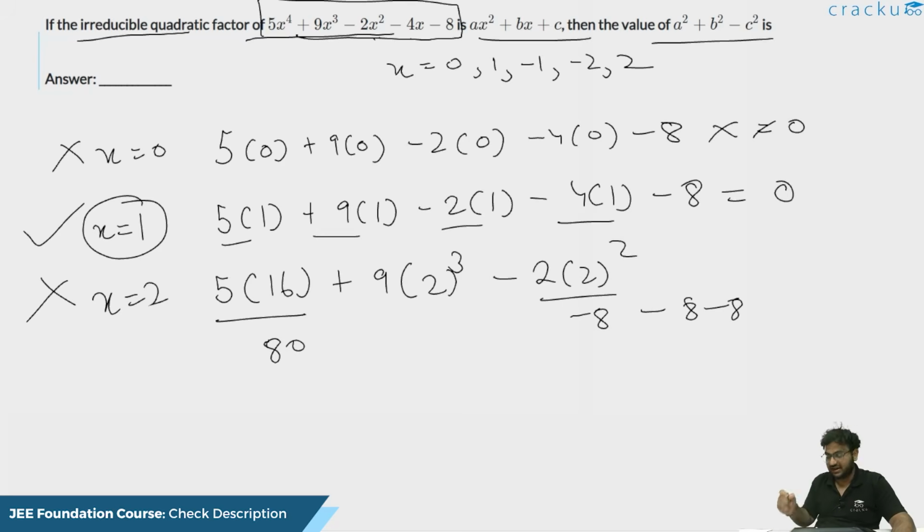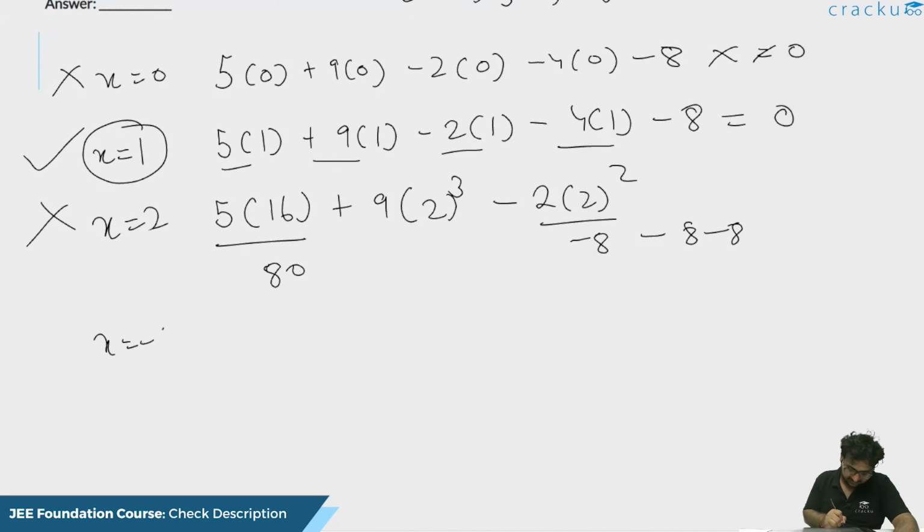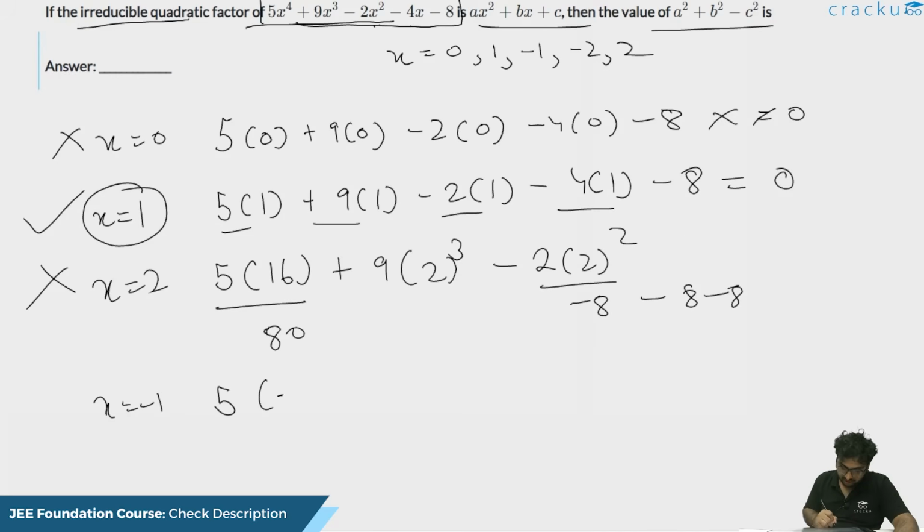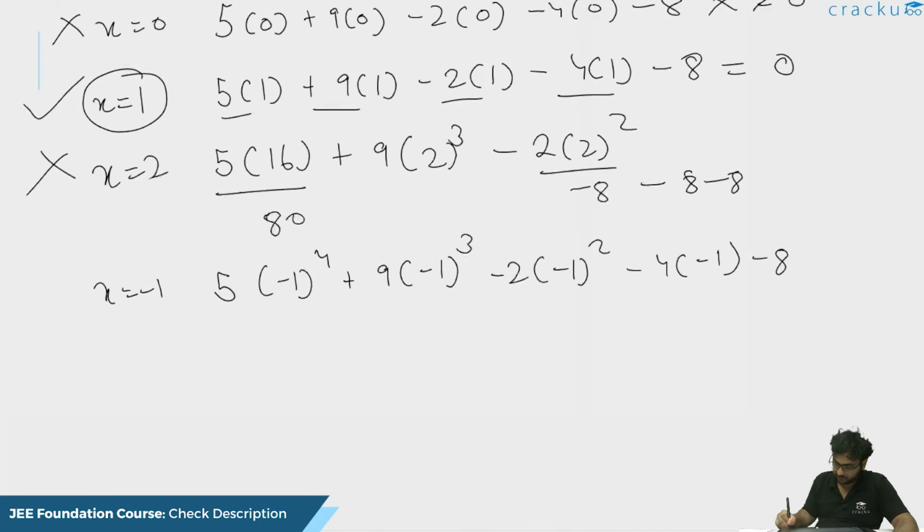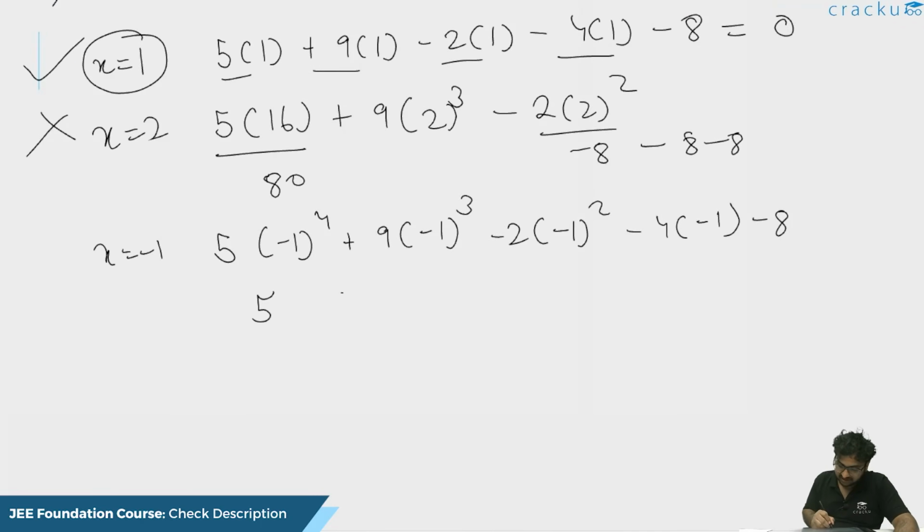So now let us see for negative. So if I put x equal to minus 1, it would be what? 5 into minus 1 to the power 4 plus 9 into minus 1 cube minus 2 into minus 1 square minus 4 into minus 1 minus 8. So this would be 5, this would be minus 9, this would be minus 2, this is plus 4 and minus 8. So 5 minus 9 is minus 4, so minus 6. Minus 6 plus 4 is minus 2. Minus 2 minus 8 is minus 10. So this is also not equal to 0.